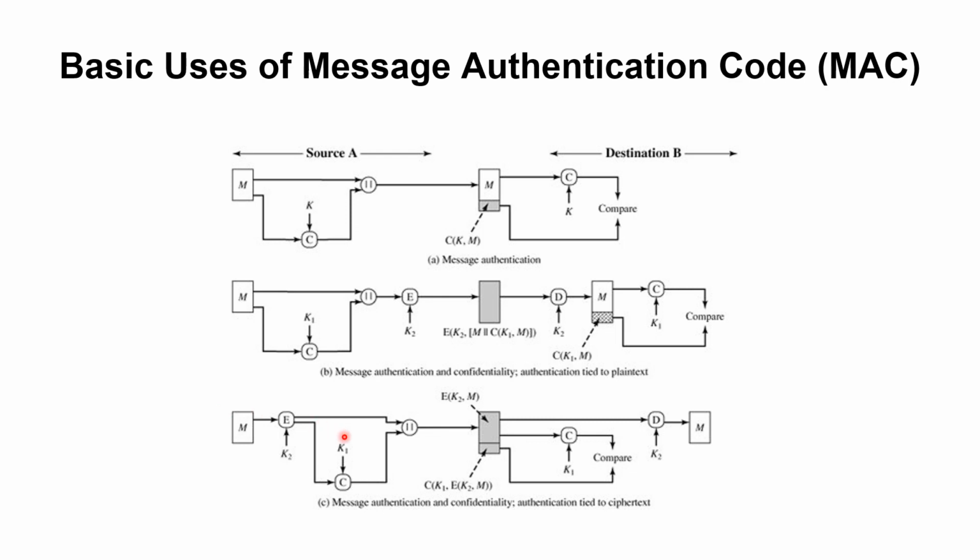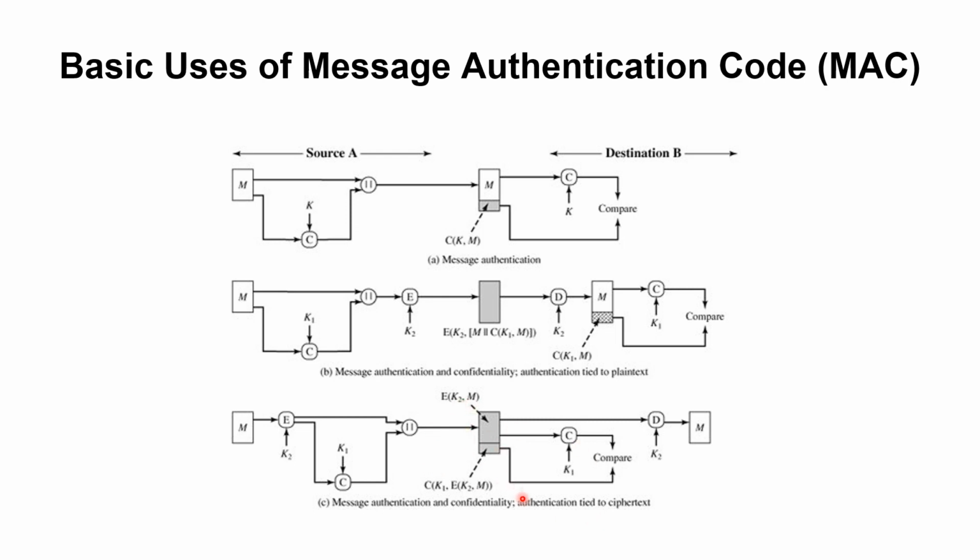The encrypted form of the message is given as an input to my MAC code generator. So for the encrypted form of the message, that is for my ciphertext, a MAC code is generated and appended along with the ciphertext. So the ciphertext and its MAC code are sent in the communication channel.